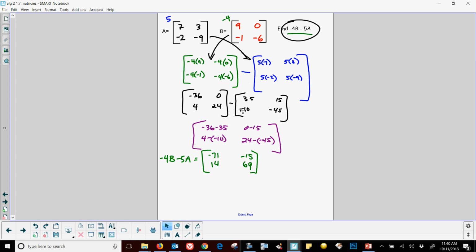Positive 5, and now I subtract matrices, and again, I label it. It's not just my answer, it's negative 4B minus 5A. I took two matrices and combined them into one matrix. You've got to tell me what happened. So you can't just go equals this and be done. Make sure you give it some sort of label. But that was it for add and subtract matrices.